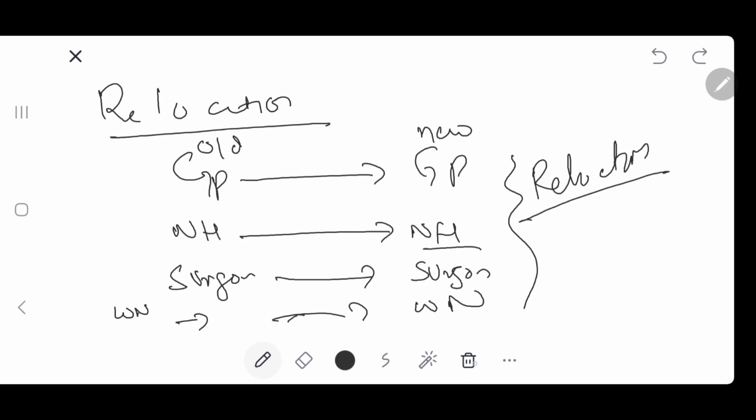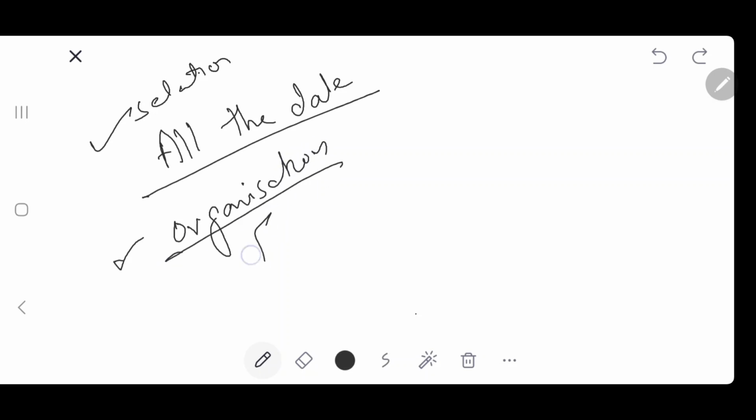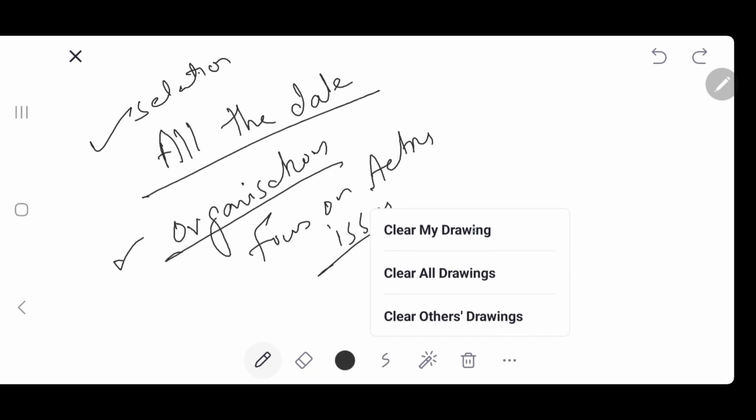So in case of relocation, in terms of selection, we'll include all the data. But in terms of organization, focus on active issues and start from there. But we would write down each and everything in there. Is it clear?